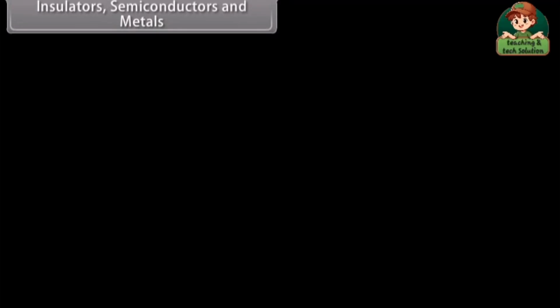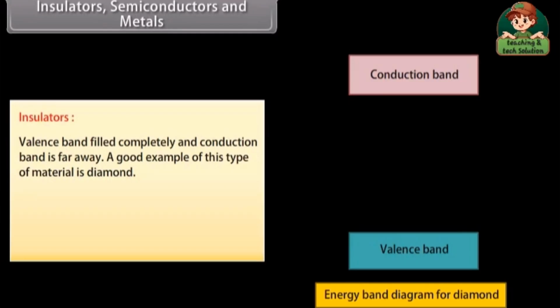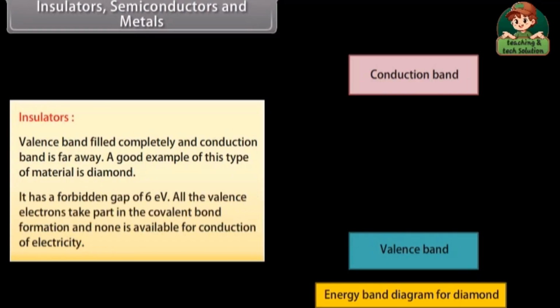Insulators, semiconductors and metals. On the basis of the band theory of solids, the solids are classified as insulators, semiconductors and metals. Insulators. Valence band filled completely and conduction band is far away. A good example of this type of material is diamond. It has a forbidden gap of 6 electron volts. All the valence electrons take part in the covalent bond formation and none is available for conduction of electricity.